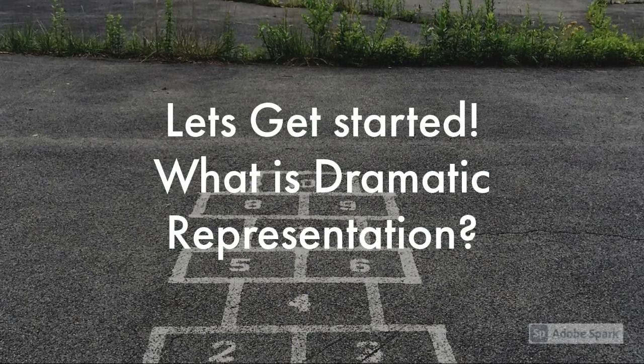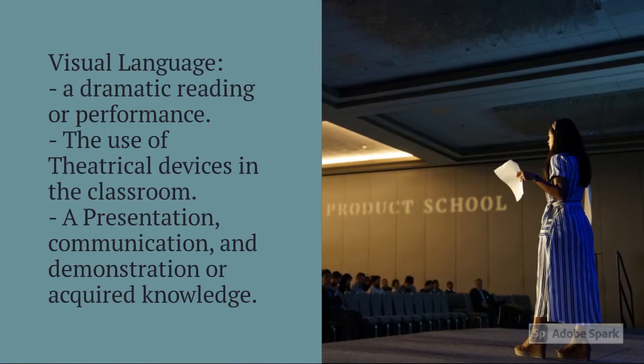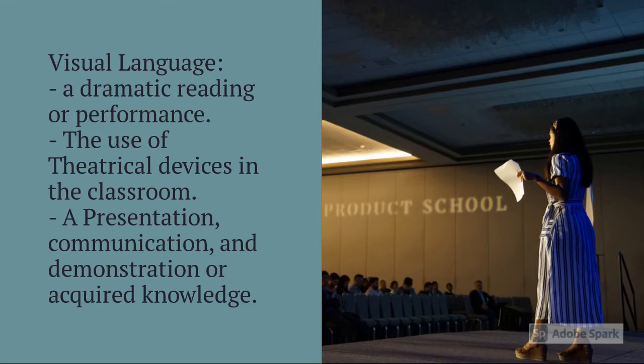What is dramatic representation? A dramatic representation is the use of visual language, either through a speech, acting, or performance, in order to convey information in a meaningful way. The best way to describe a dramatic representation is basically the use of theater devices in the classroom as a way of presenting, communicating, and demonstrating knowledge about a specific subject.